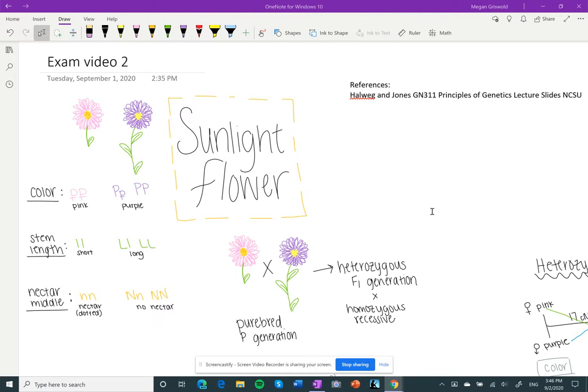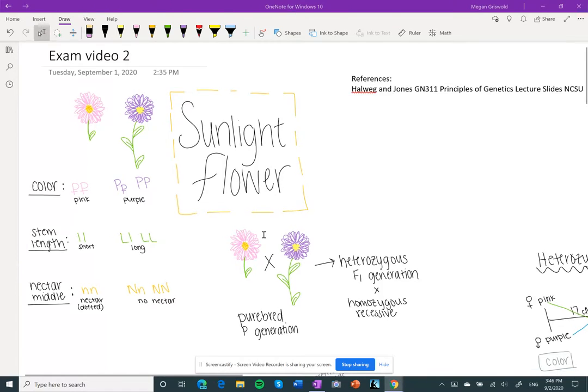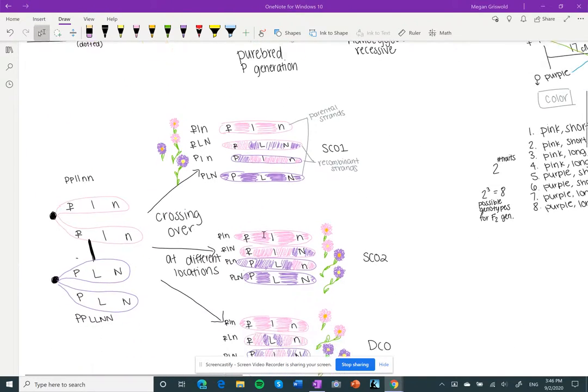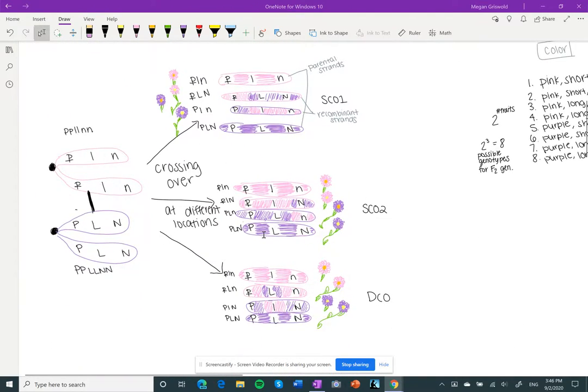So let's say we take a purebred recessive flower and breed it with a purebred dominant flower. We would expect all the offspring to be heterozygous in the F1 generation. Scientists will typically breed the F1 generation with a homozygous recessive organism to trace traits and observe inheritance patterns. But looking back at the P generation crossing, we can further examine in detail how crossing over affects the genotypes and phenotypes of the gametes.